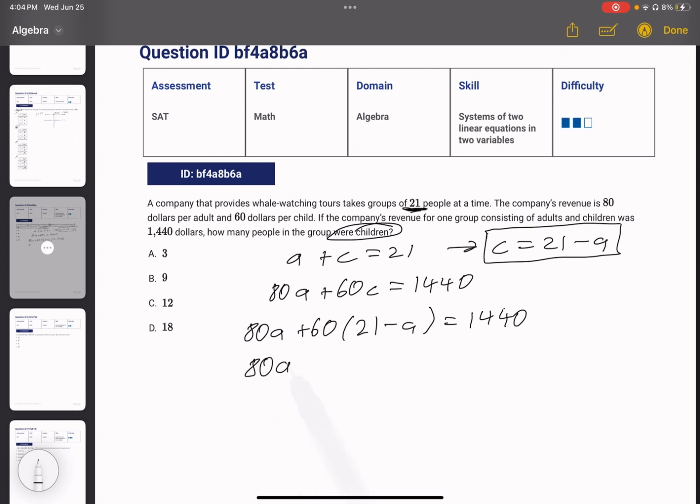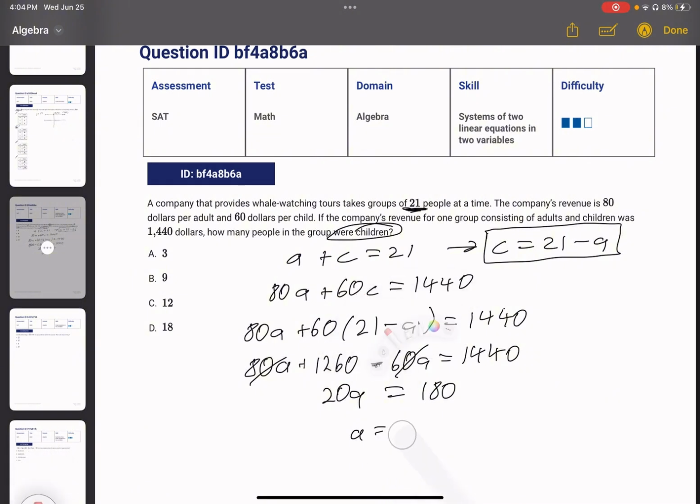So we're going to get 80A plus 60 times 21. I'm just going to write that down as 1,260. And minus 60A is going to give you 1,440. So we have 20A, simplifying that, is equal to 1,440 minus 1,260, which is going to give you 180. And we get A is equal to 3. Not 3, 9.